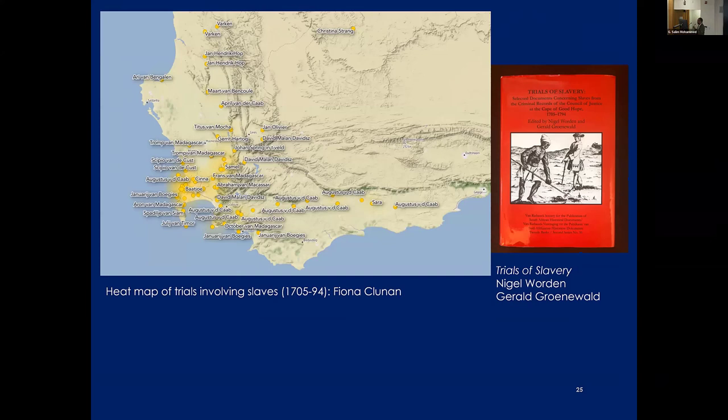In this book, you'll find a number of legal documents from trials involving slaves. These are slave trials drawn from the criminal court records of the 18th century Dutch Cape. I've worked with some colleagues to do the best we can with these records. These are trial records, and this is a heat map that shows where these trials take place and where we can pinpoint a time and a place for the individuals mentioned in the trial documents themselves.